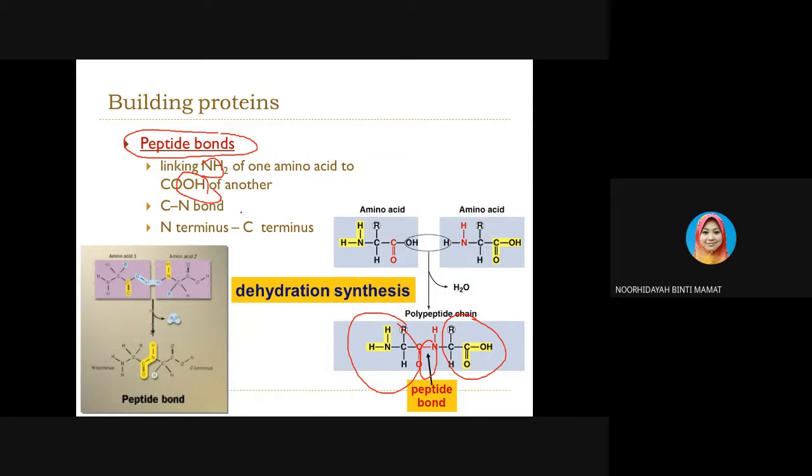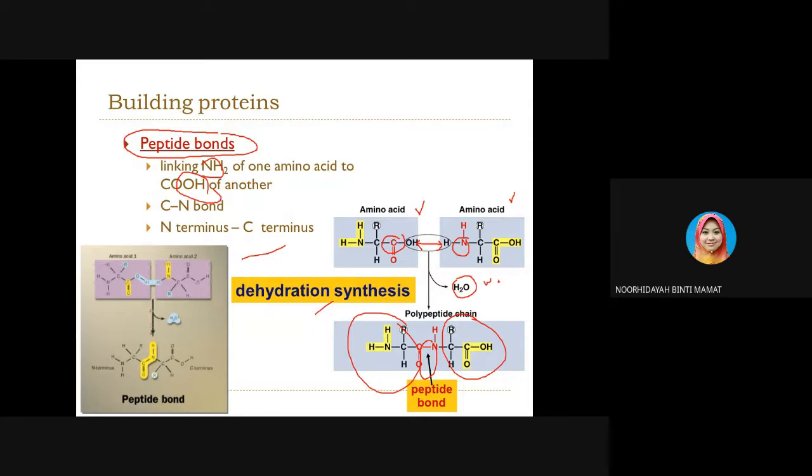The free carboxyl group at one end is ready to form another peptide bond with the N terminal of another amino acid. So this is what we call the C terminal, which is one group of amino acid ready to join with another group of amino acid. When these two amino acids are combined, it goes through dehydration synthesis, which is OH plus H, they become H2O, which is water. The molecule of water is released, and this release of a water molecule we call dehydration synthesis.